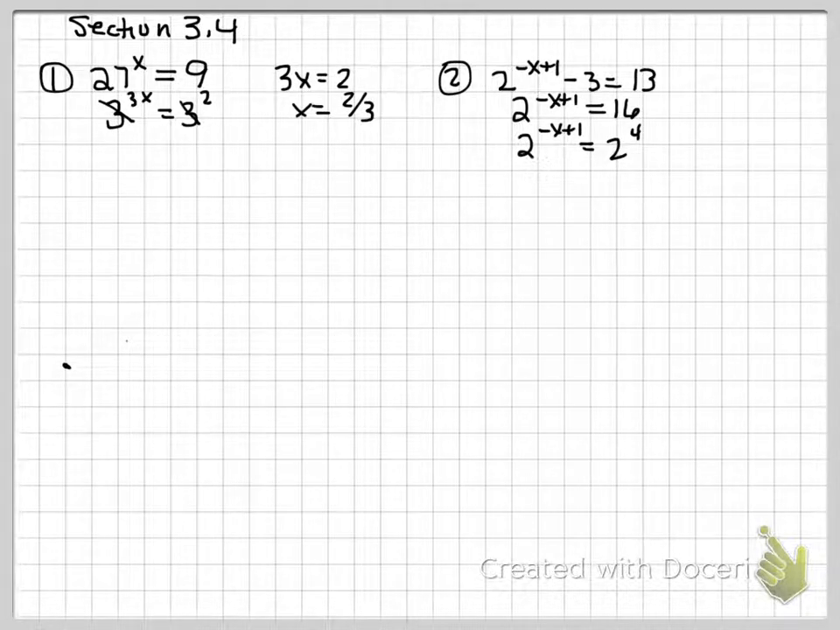The base is the same, so I can set my exponents equal and solve. I get negative x plus 1 equals 4. Move the 1, I get negative x equals 3, therefore x equals negative 3. Okay? Like I said, I'm going to go quickly through the first of them because, again, they should be review.